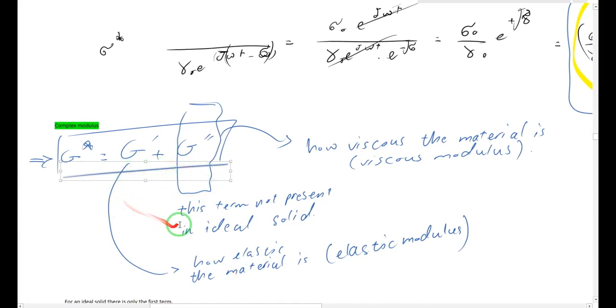As you see here in the notes, if you want to study, I have written that this G double prime is not going to be present when we are considering ideal solids. So it is crystal clear, it is obvious. When we have a solid, we have only this real part. On the other hand, when we have a liquid, we have only this part. But for viscoelastic materials, both of them are present. This one shows us how viscous the material is, and is called the viscous modulus, and this one shows us how elastic the material is. It is called the elastic modulus.